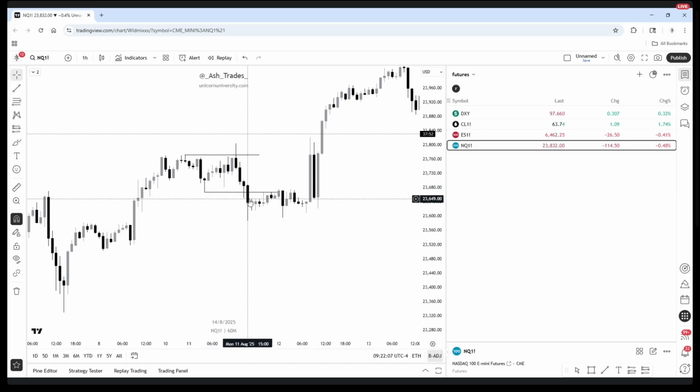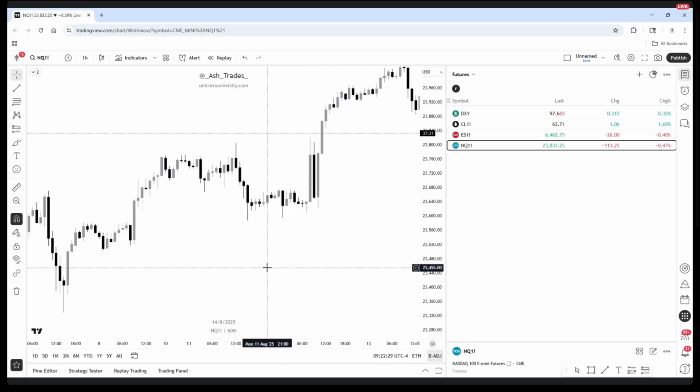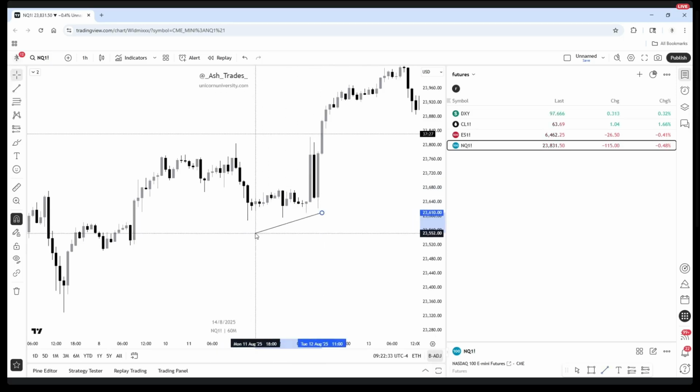Notice how it doesn't get any expansion? This one just consolidates sideways afterwards. Right, so the moment this did not respect the reversal, that's when I would stop looking for expansion. This is also your first example of the failure swings. Like, notice all these failure swings here.